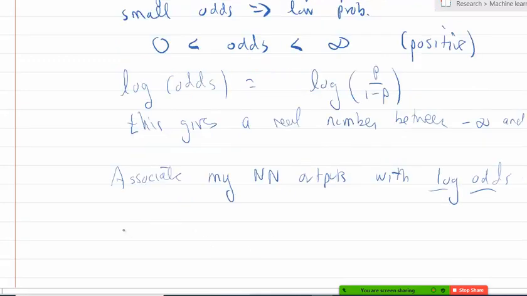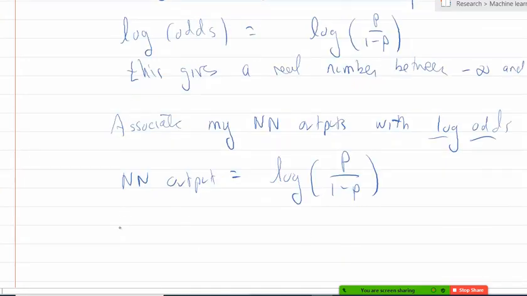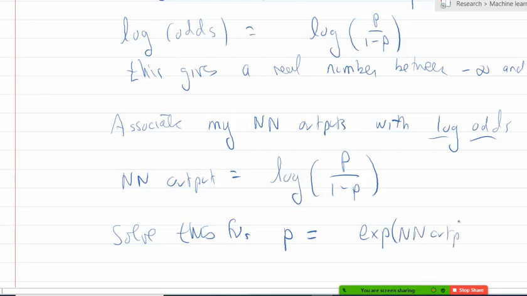So that means that my NN output is equal to log of p over 1 minus p. And I can solve this for p. That means I need to rearrange. So I'm going to get the exponential function of the NN output is equal to p over 1 minus p.